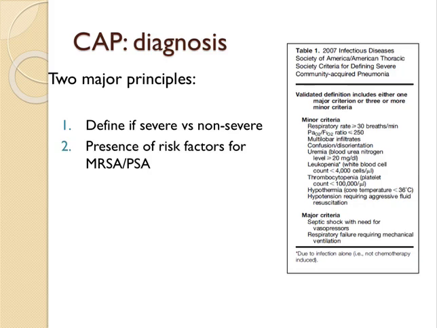So if you look at the table on the right, that lists the criteria for severe CAP. So basically, you have to meet either one of the major criteria, which is number one, septic shock with the need for pressors and/or respiratory failure requiring mechanical ventilation. Or you have to have 3 or more of the minor criteria, which are listed up on the top. So it's various clinical signs such as tachypnea, hypotension, confusion, and all of the other ones that you can see in the table.